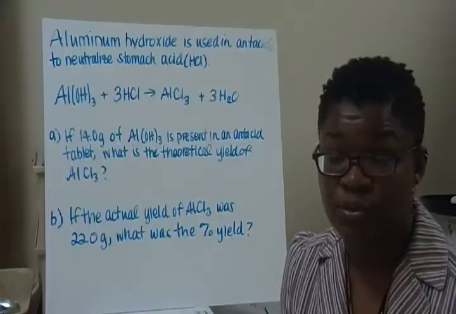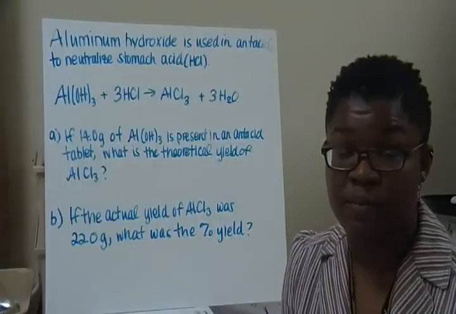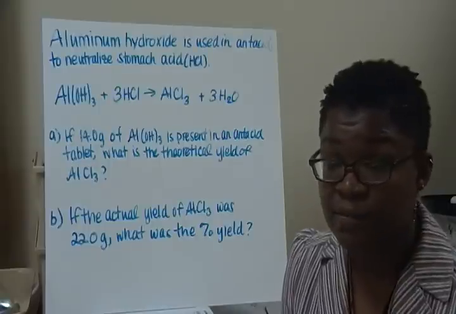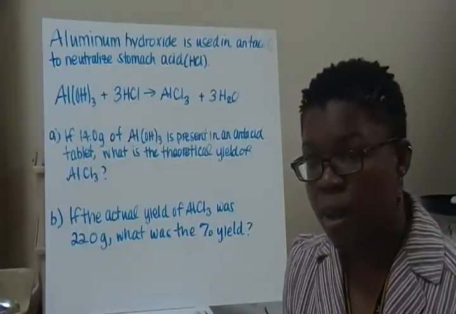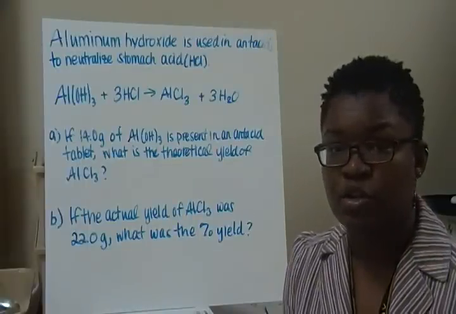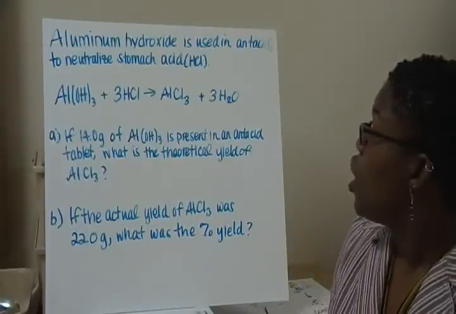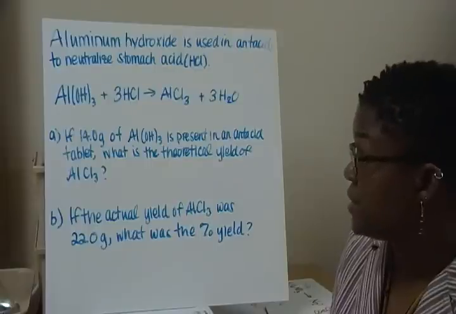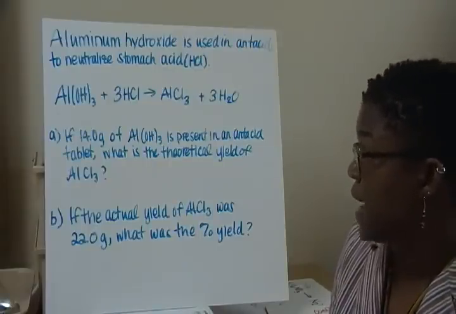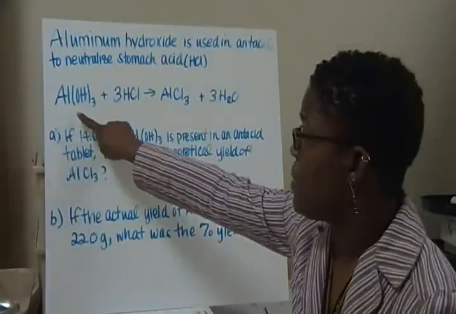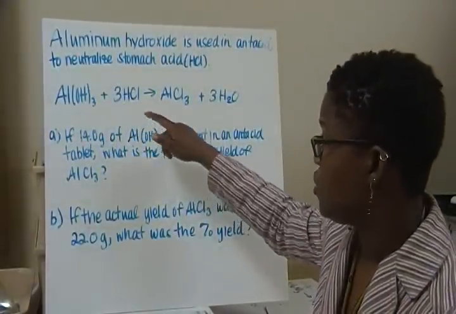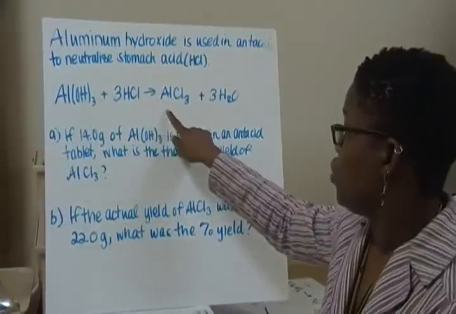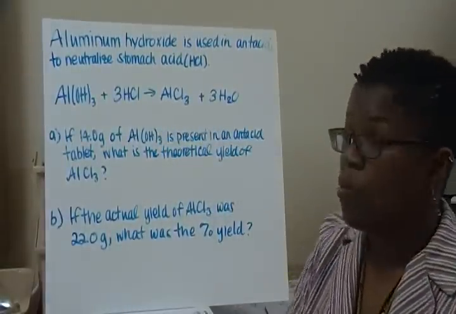Now, for those of you who have been paying attention, that is awesome. For those of you who've been writing down the problem, that's awesome too. So I'm going to read the problem out for you, and again, I would like you to try this problem at home. Aluminum hydroxide is used in antacids to neutralize stomach acid. You have aluminum hydroxide, Al(OH)3, plus 3 HCl, which is stomach acid, that gives you AlCl3 plus 3 H2O.